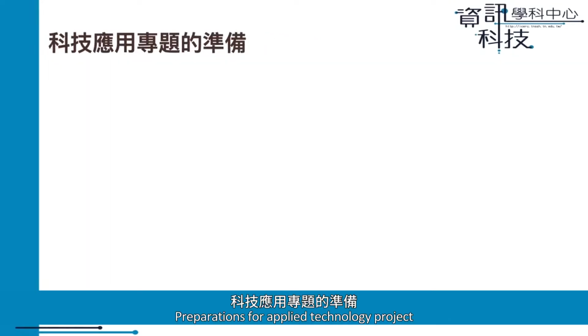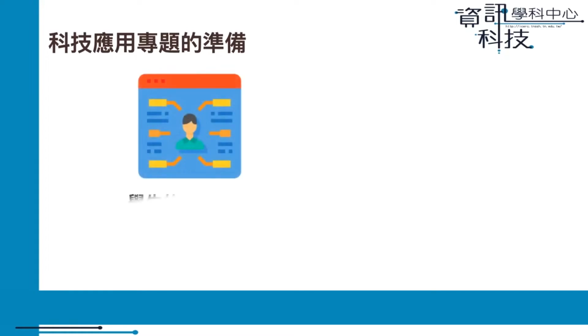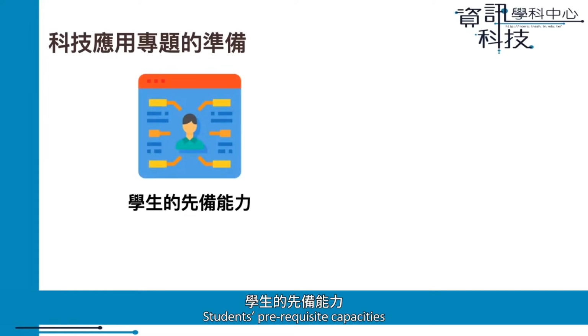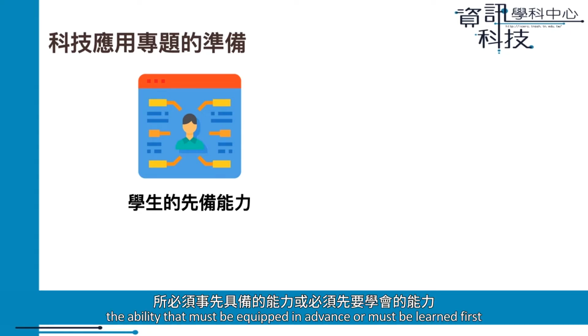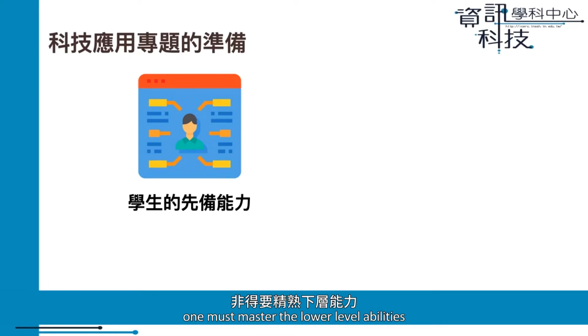Preparations for Applied Technology Project. Students' prerequisite capacities. When involved with new learning, the ability that must be equipped in advance or must be learned first, meaning that one must master the lower level abilities before advancing to learning the next upper level ability.